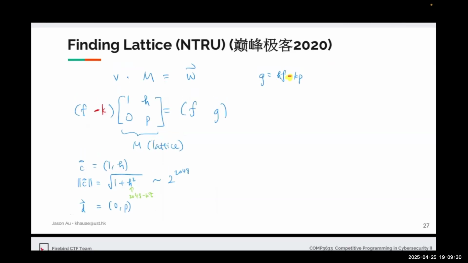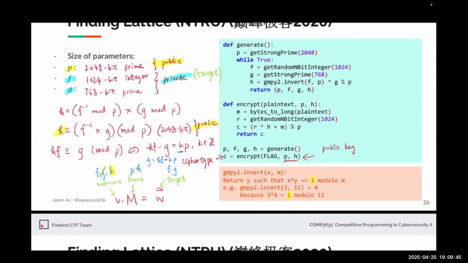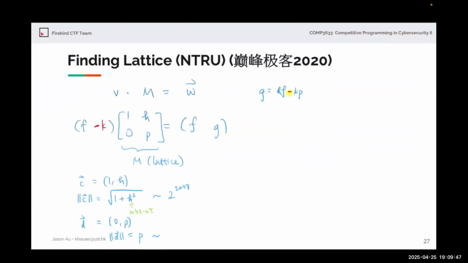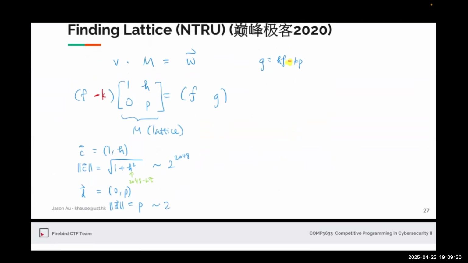And for vector D, the same. The norm of vector D would actually be P, and the size of P is also 2048. So vector D also has a length of approximately 2 to the power 2048. So these are two very long vectors.